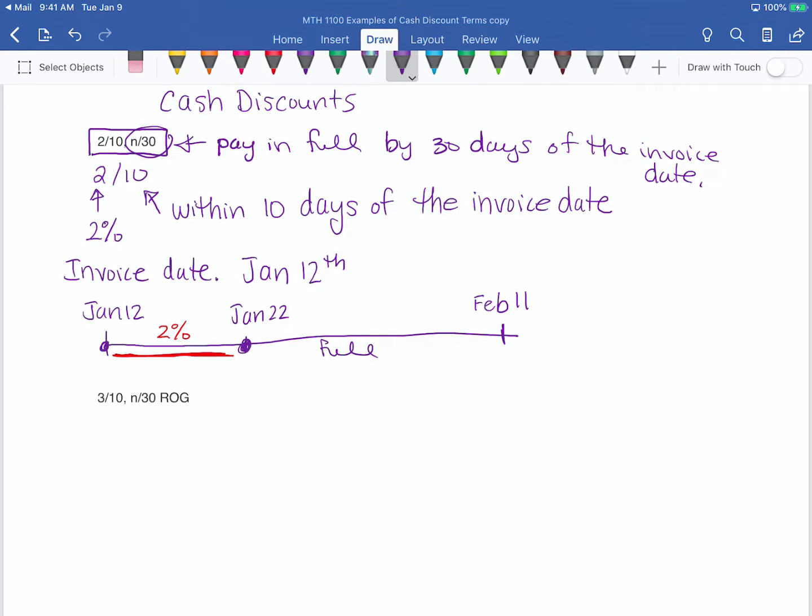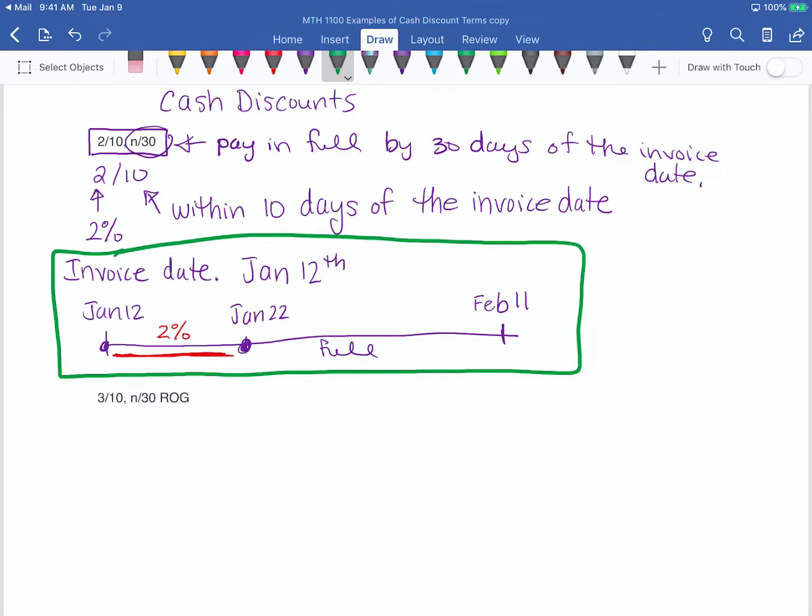So here's our timeline. As an example, if we say the invoice date is January 12th. So we have the discount period, which would be from January 12th to January 22nd. And the credit period would be from January 12th to February 11th. And if we miss that deadline of January 22nd, we have to pay in full by February 11th.